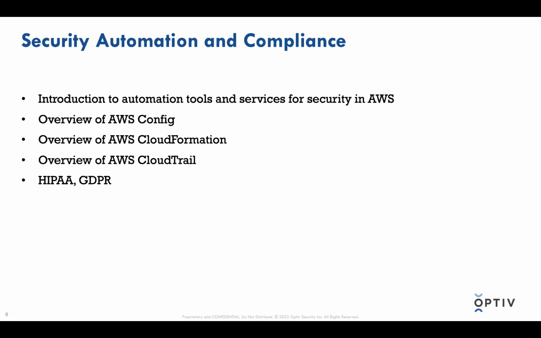Let's begin by emphasizing the importance of automation tools and services for security in AWS. Automation plays a crucial role in streamlining security processes, enforcing best practices, and proactively monitoring and remediating security issues. AWS offers a range of powerful tools and services designed specifically for security automation.